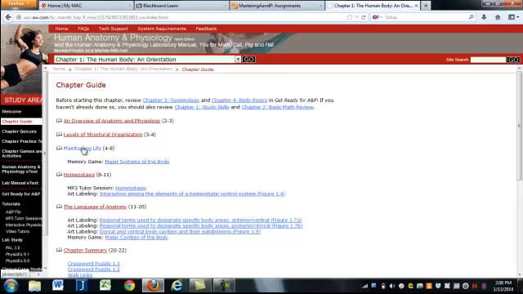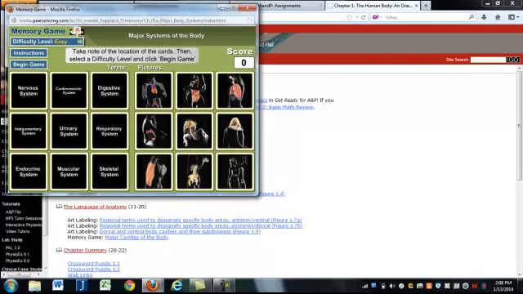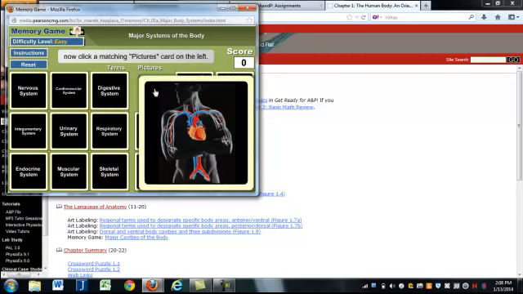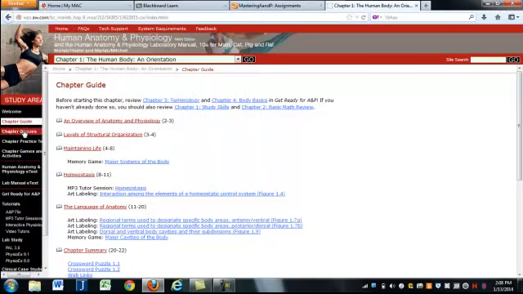There are different active games. So for example, in Maintaining Life, one of the subsections, there's the major systems of the body, and it's a little memory game. Okay? So you can go through and actually play this kind of like the game Memory. It's very user friendly. You click begin, you want to just click on a picture card. So this would be showing you the heart, blood vessels. I'm going to guess that that's the cardiovascular system. And there's a match. Right? So these are some of the additional study tools that you can use.